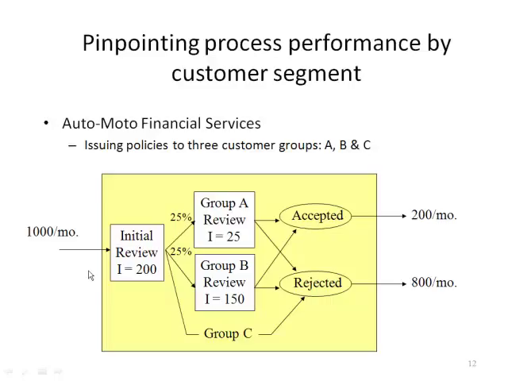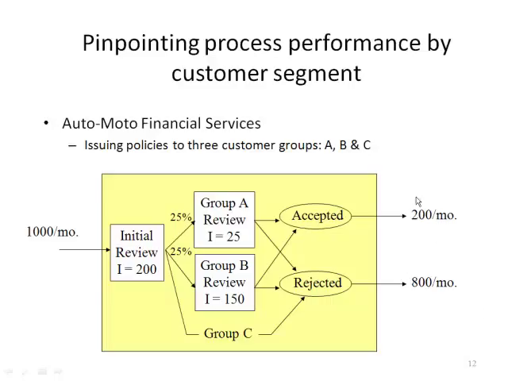So some number of Group A reviews are accepted and rejected, some number of Group B applications are accepted or rejected. But regardless, at the end of the month, on average, 1,000 units come into the process, 200 are accepted, 800 are rejected. So the first question I have, is this system in steady state? And the answer is yes.